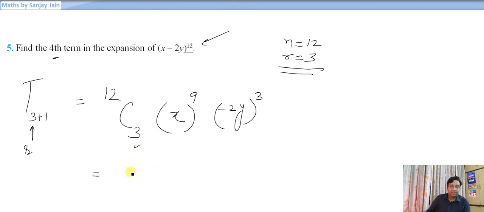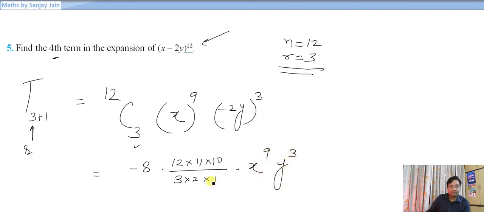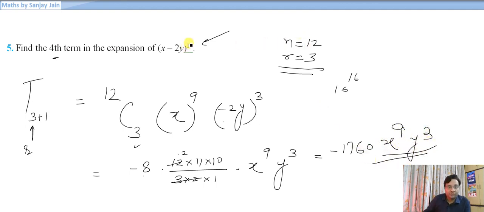Let us write it in a little more simplified form. Minus 2 raised to power 3 is minus 8. And 12C3 we can simplify as 12 into 11 into 10 by 3 into 2 into 1. And x raised to power 9, y raised to power 3. So this will be 2 here. 8 into 2 is 16. 16 into 11 is 176. So it will be equal to minus 1760 x raised to power 9 y raised to power 3. This will be the fourth term in the expansion of this.